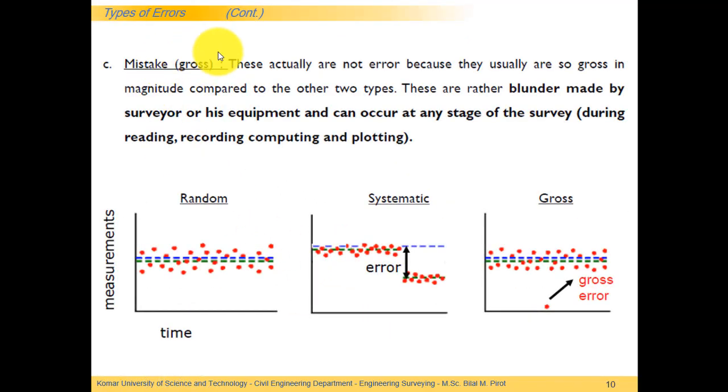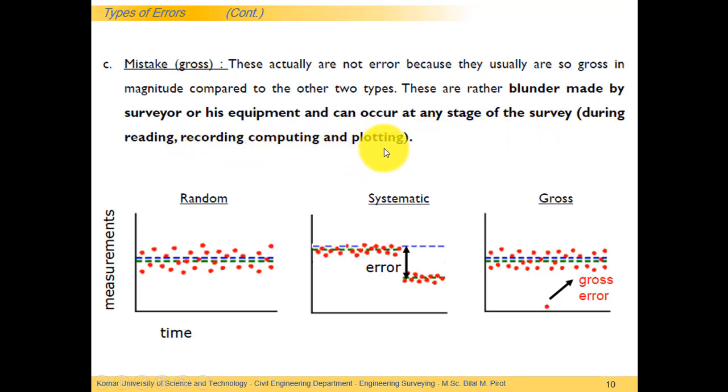Okay, we have another type of error that is called mistake or gross error. These are actually not errors, because they usually are so gross, very big in magnitude compared to the other two types. So in this case we should neglect this error. These are rather blunders made by the surveyor or his equipment, and can occur at any stage of the survey during the reading, recording, computing and plotting.